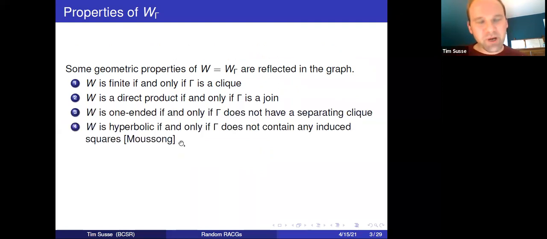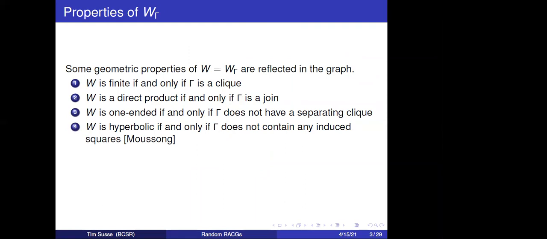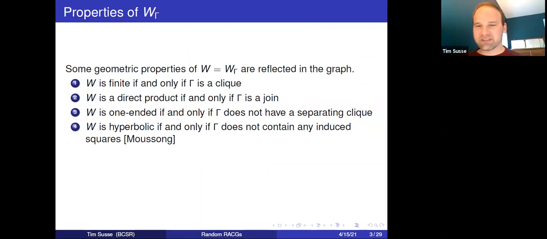So some more subtle properties. The right-angled Coxeter group will be one-ended if and only if the graph does not have a separating clique. That is a complete subgraph, where when you remove the complete subgraph, you get a disconnected graph. And a famous result of Moussong is that a right-angled Coxeter group is hyperbolic if and only if gamma does not contain any induced squares. And this is really important for us today. So I just want to explain a little bit where this comes from.